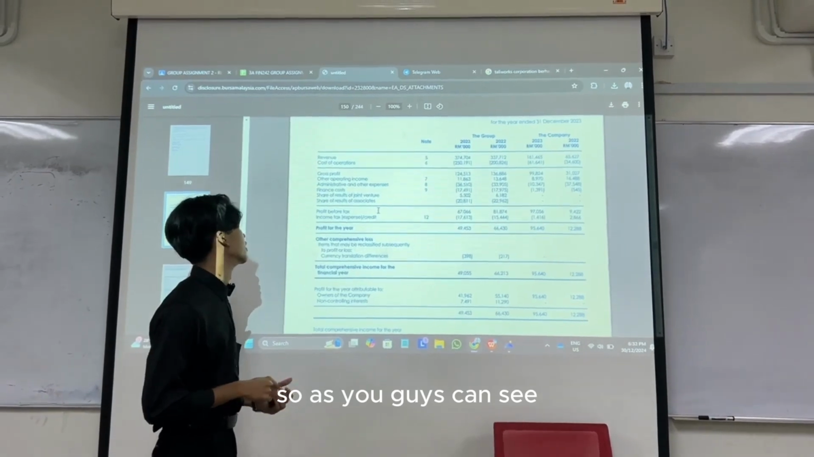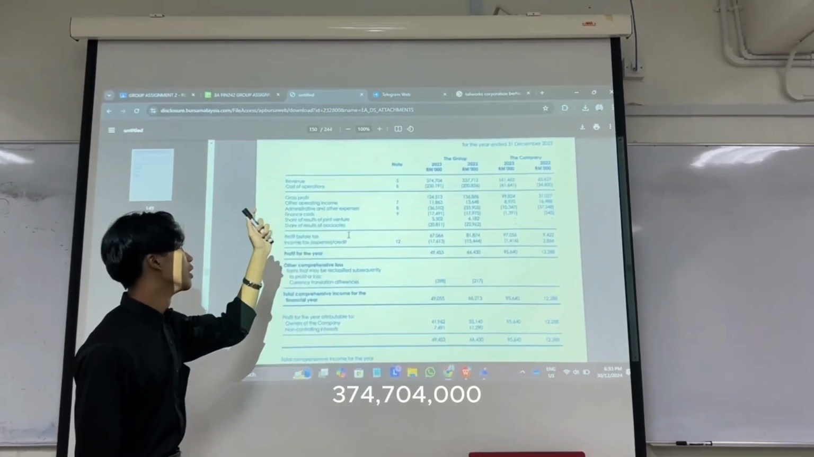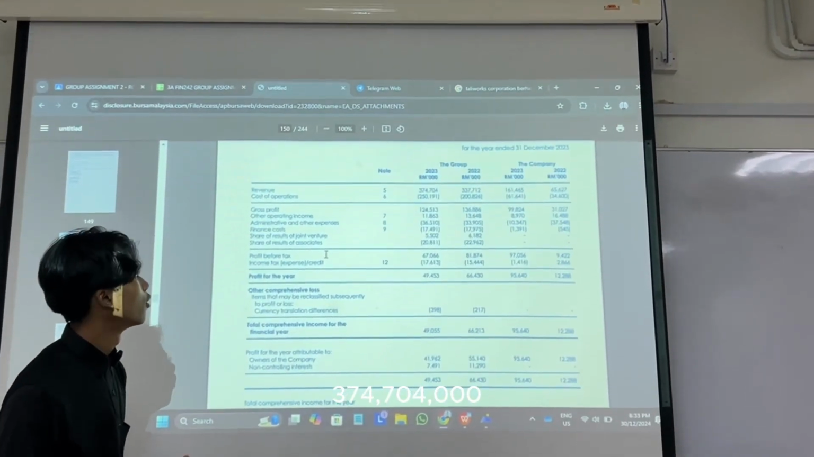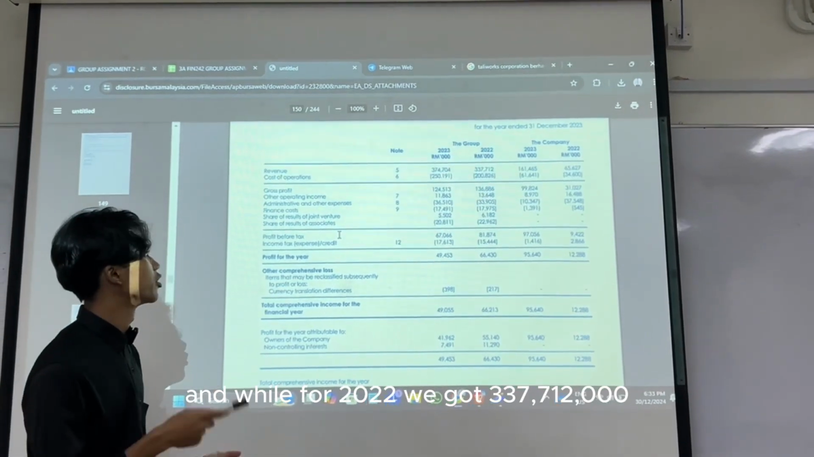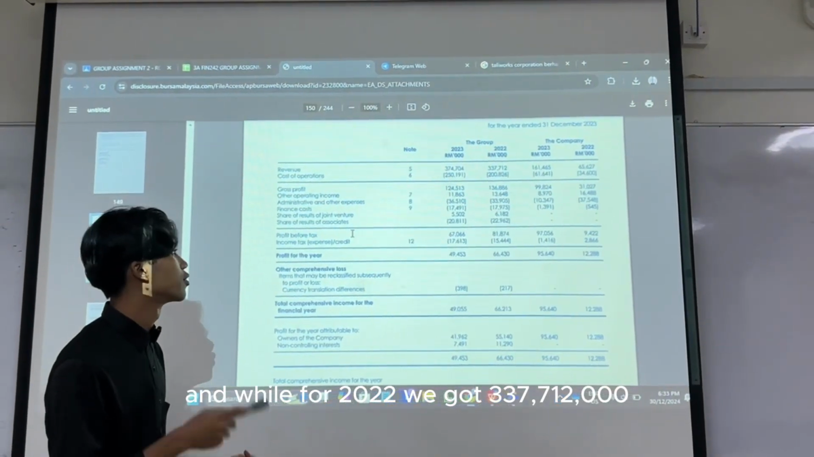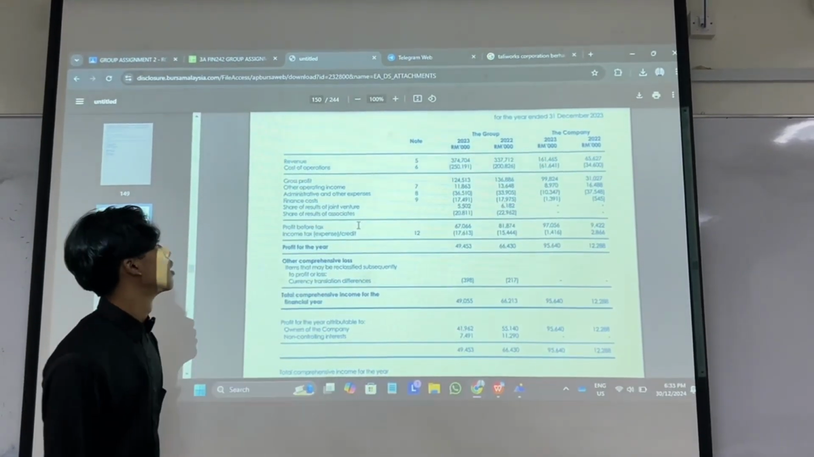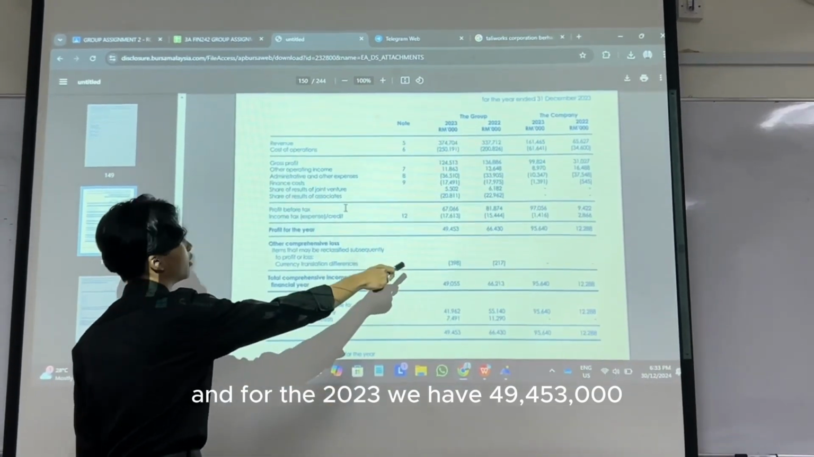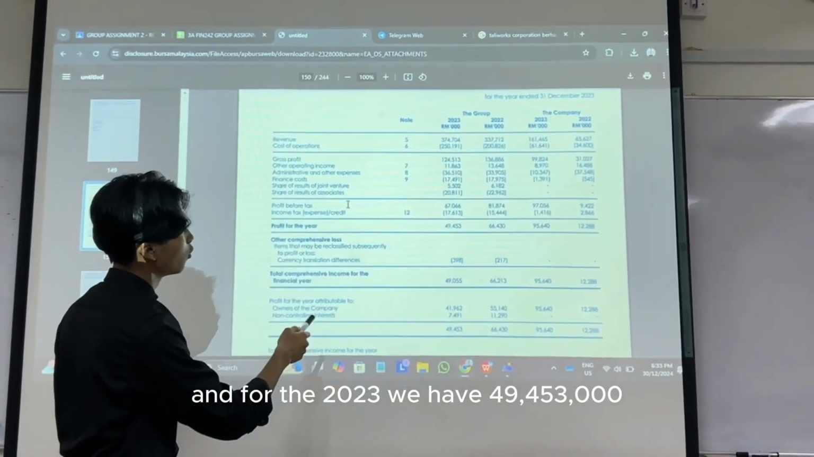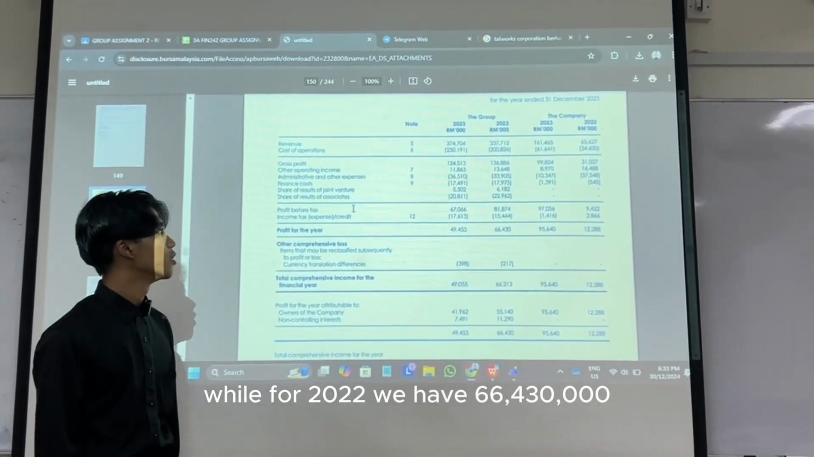So as you guys can see, the revenue for the year 2023 is around 374 million and 704,000, while for 2022, we got 337 million and 712,000. Let's take a look at the profit of the year. For 2023, we have 49 million and 453,000, while for 2022, we have 66 million and 430,000.